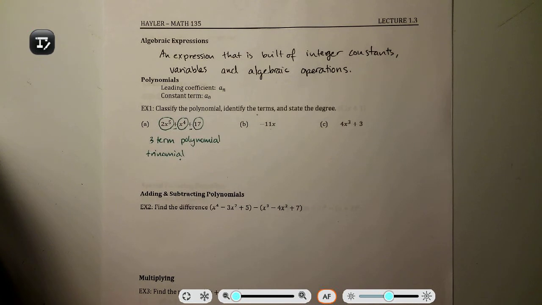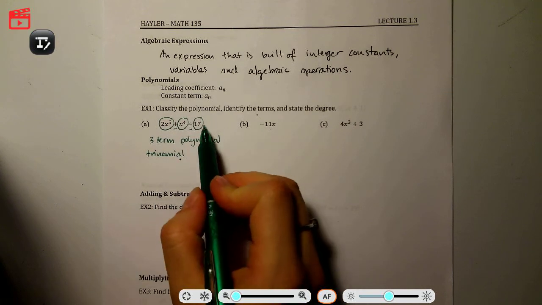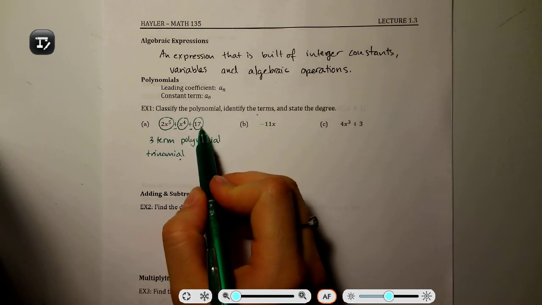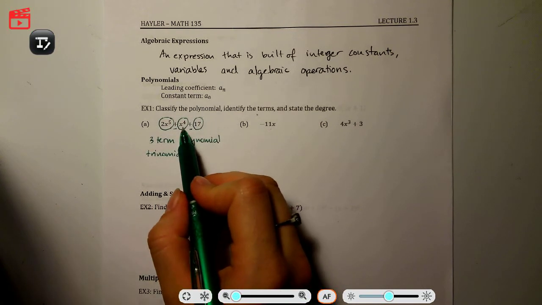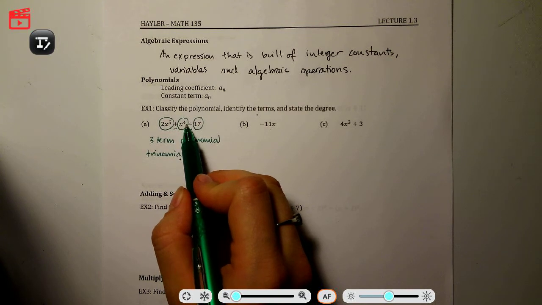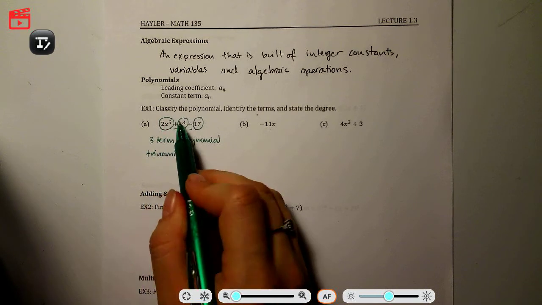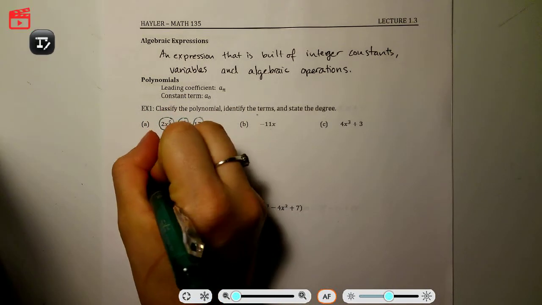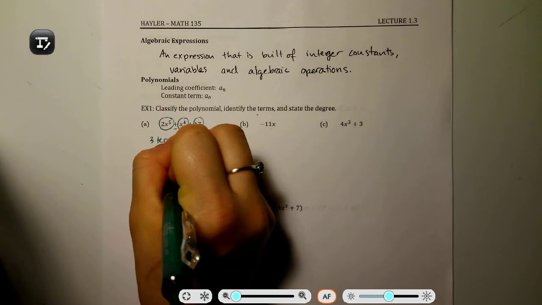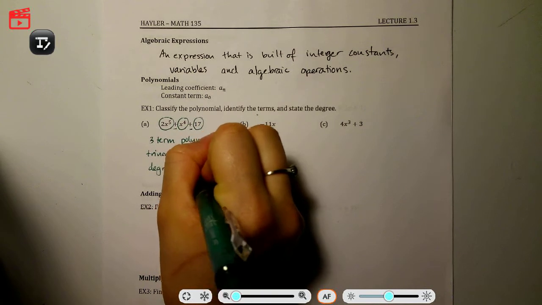So the degree, we're going to look at the variable and try to find the highest exponent. This one doesn't have a variable. This one does. That's x to the 4th power. But this term has x to the 5th power. So this one wins. So this is going to be a degree 5 polynomial.